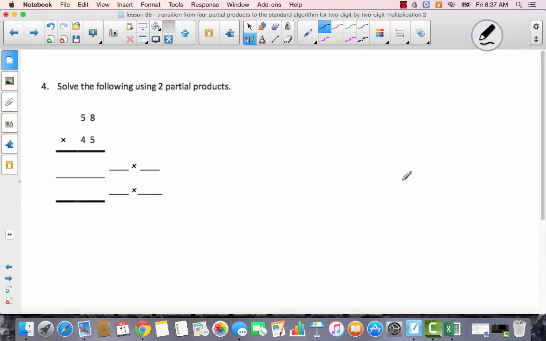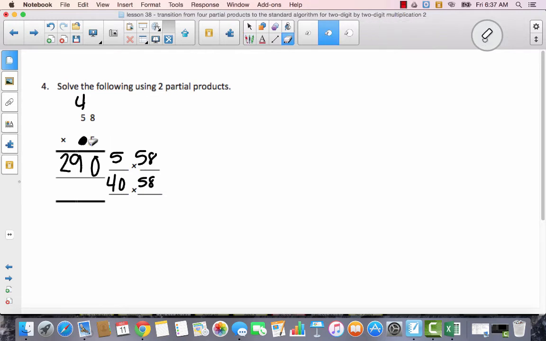All right, so let's take a look at this one. They've taken away the area model now, and we're just using two partial products. So I've got 58 times 45. So this is 5 times 58, 40 times 58. So when I do 58 times 5, I'm pretending this 4 isn't here, and I'm doing 8 times 5, which is 40. 5 times 5, which is 25, plus 4, which is 29.